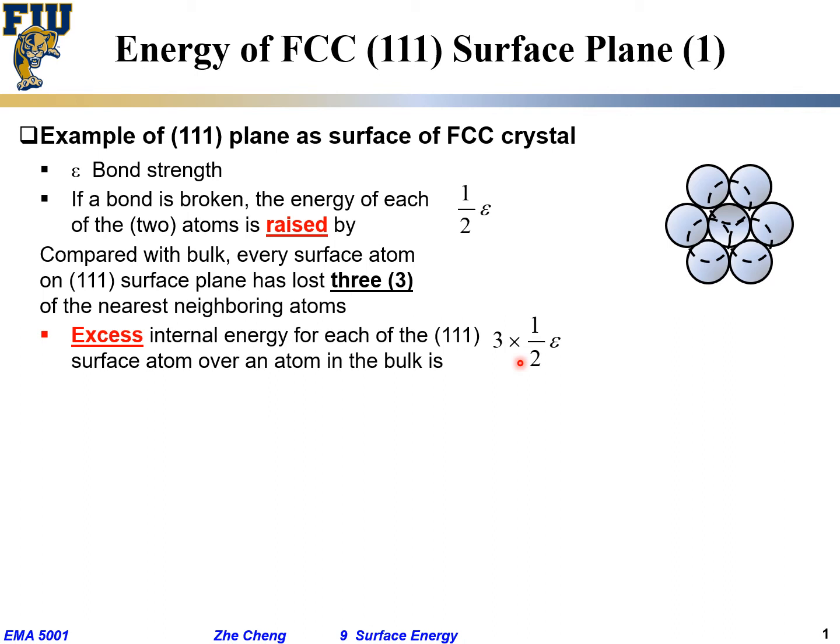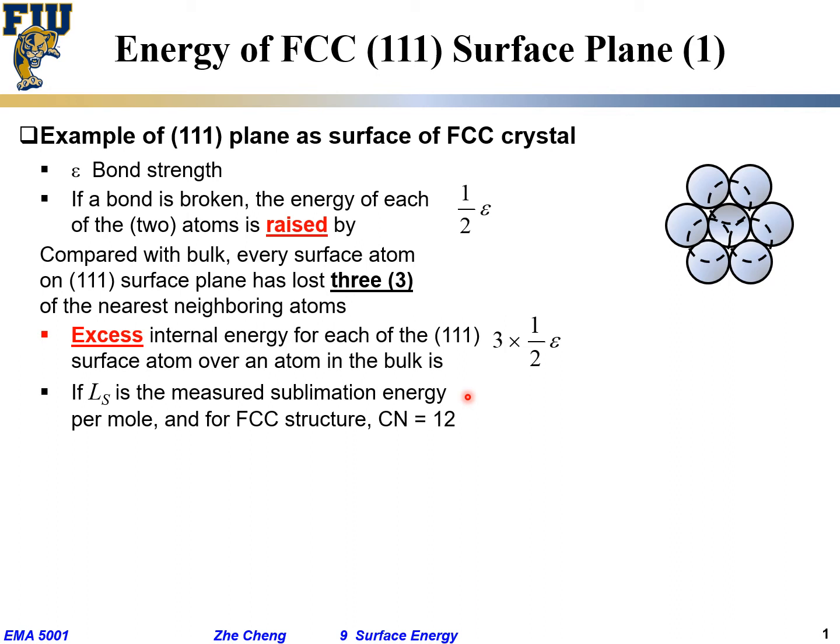Now for this so-called 111 crystal, 111 surface, in order to create it, for any of these atoms, I have to break how many bonds? 3, because those 3 are on top. I have to break 3. So the excess energy compared with as if they are in the bulk would be 3 times this half epsilon. Make sense? That's the so-called excess energy for each of the atoms.